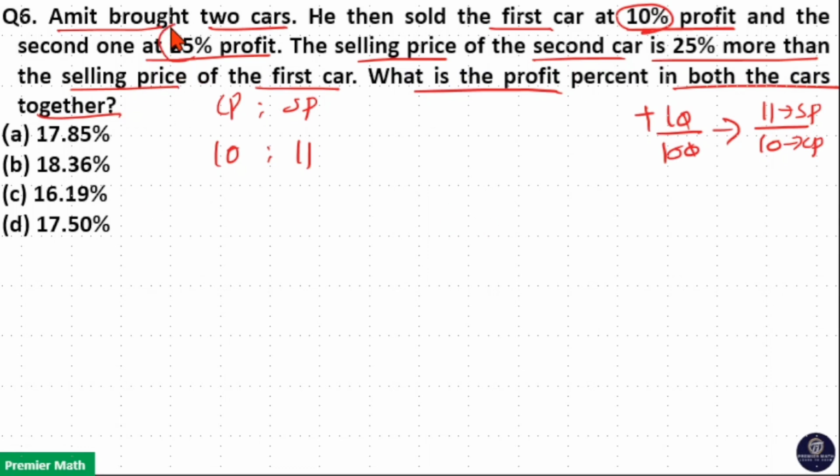Now, Amit sold the second car at 25% profit. Before writing the ratio, look at the third relation. Selling price of second car is 25% more than the first car. 25% more means 5 by 4. So, 5 by 4 of first car means 5 by 4 of 11.